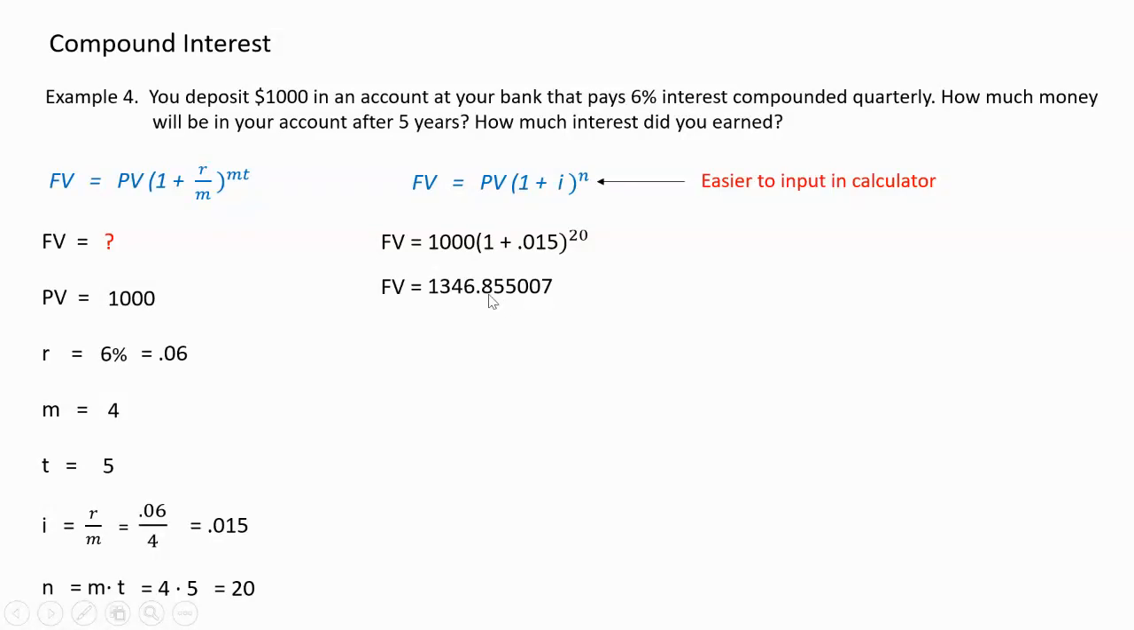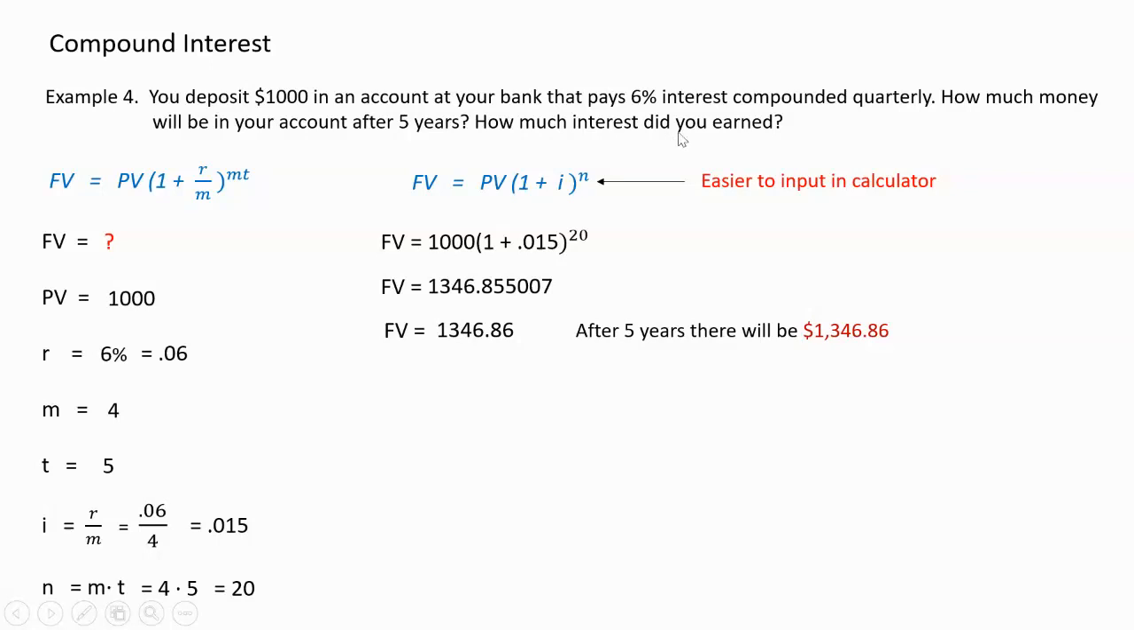So when you round to the nearest penny, you're going to look at the hundredths place, which is a 5. Then you go to the next digit to the right, and if it's 5 or more, you add 1 to the second decimal place. That's what it's going to give us, 1,346 and 0.86. So after 5 years, there will be $1,346.86. Okay, now that answers the first part of this question.